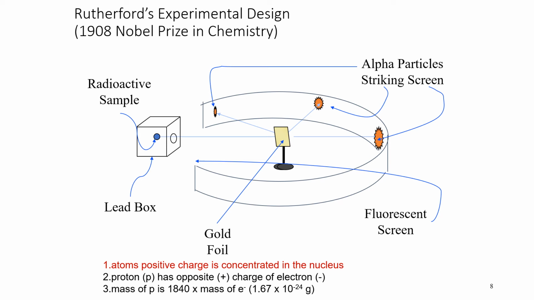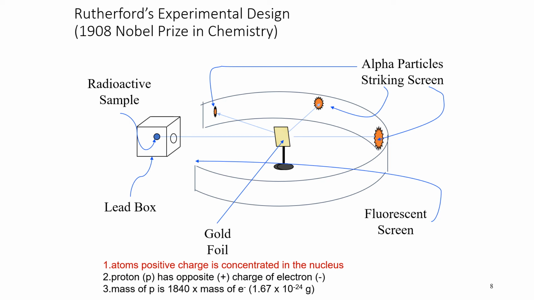In the center, there is a piece of gold foil. It's about 200 atoms thick. And surrounding that is a fluorescent screen. So the positively charged alpha particles are emitted from that box. They travel to the gold foil. And we'll give some numbers data in a moment.